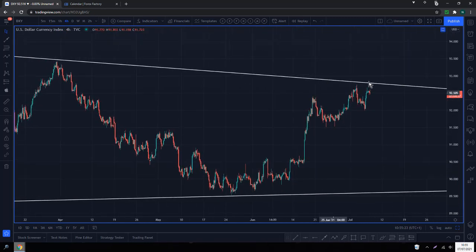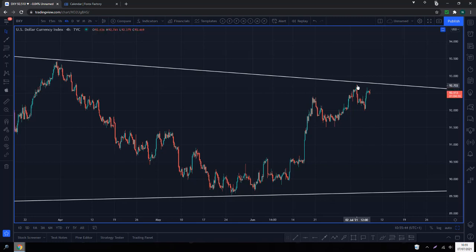We are at resistance. We have the MACD suggesting that this upwards momentum is dying out. So I will be looking for price to reverse. It doesn't mean that it will, but I'll be looking for that to happen.